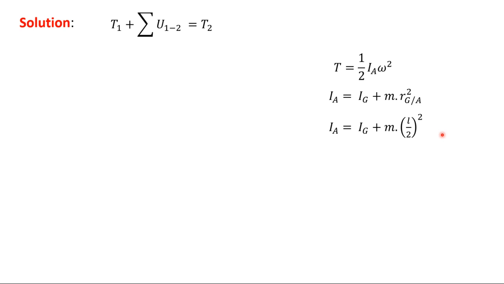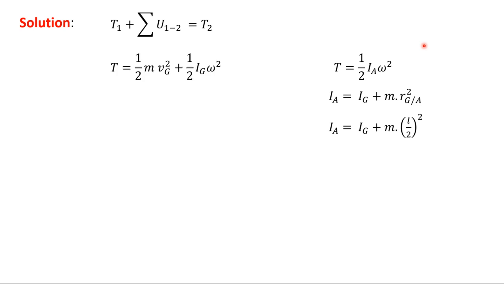So we come to the solution. We know that T is equal to half of I_A omega squared. I_A is I_G plus the mass multiplied by r_G/A squared. And then r_G/A squared is going to be equal to the length of the bar divided by 2, squared. So this is the I_A equation, and we can apply it to the value of T.